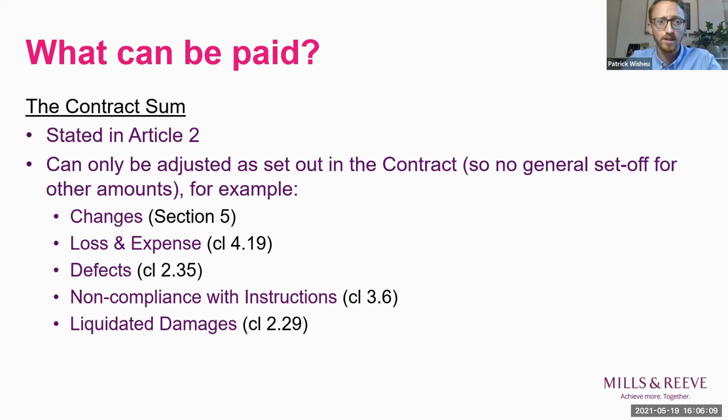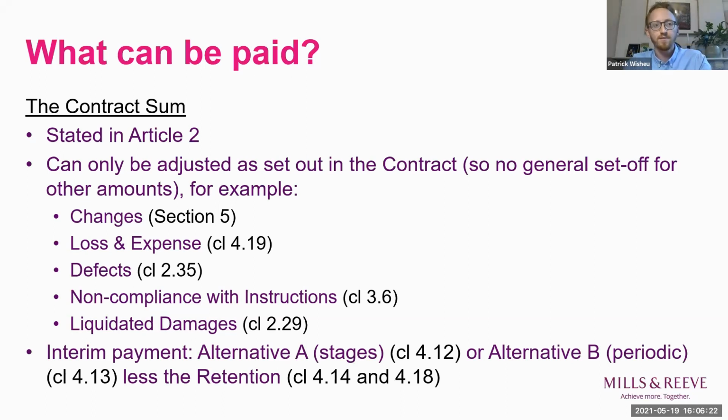The amounts that can be adjusted against the contract sum are set out in the contract, and these include, for example, changes, loss and expense, defects, non-compliance with instructions, and liquidated damages. When you look at how much is to be paid for any given interim payment, you need to assess which kind of payment mechanism is being used, either alternative A or alternative B.